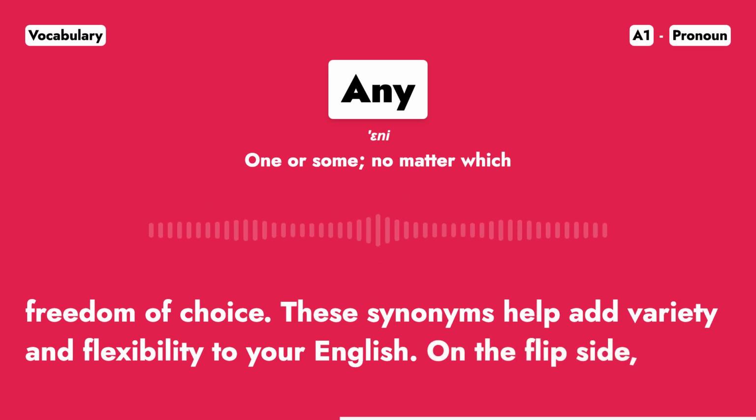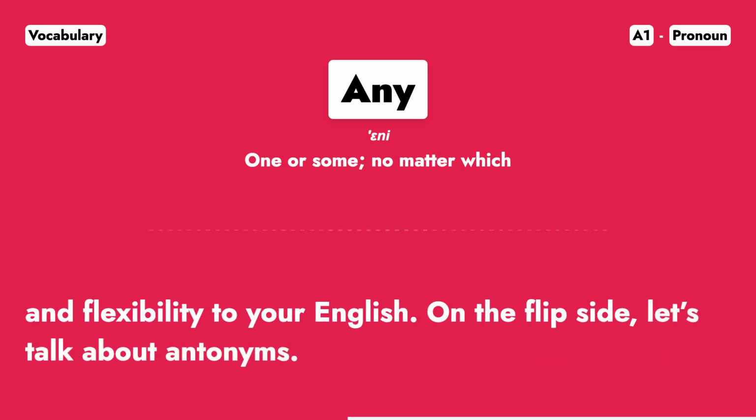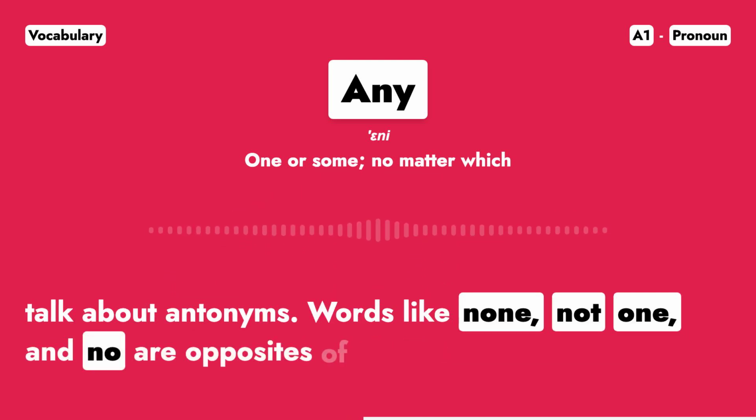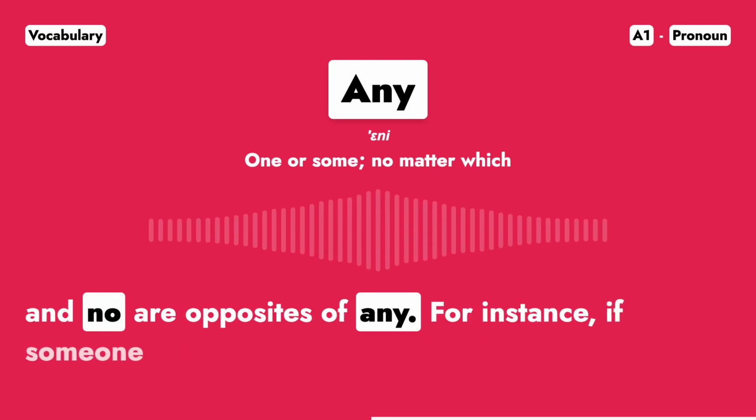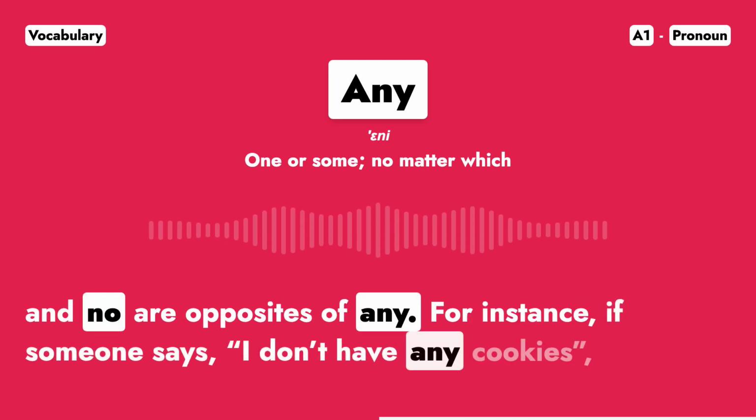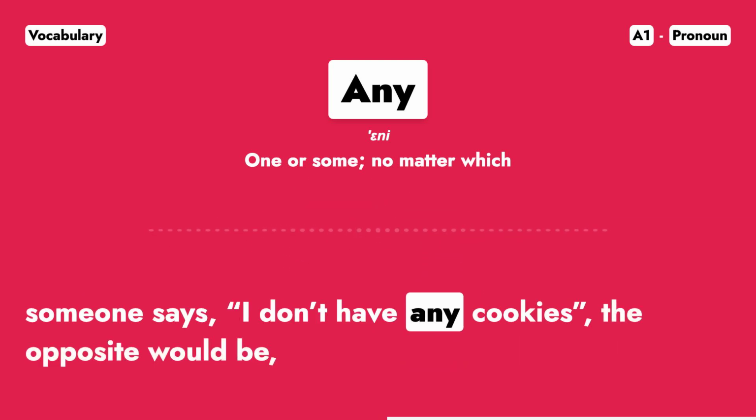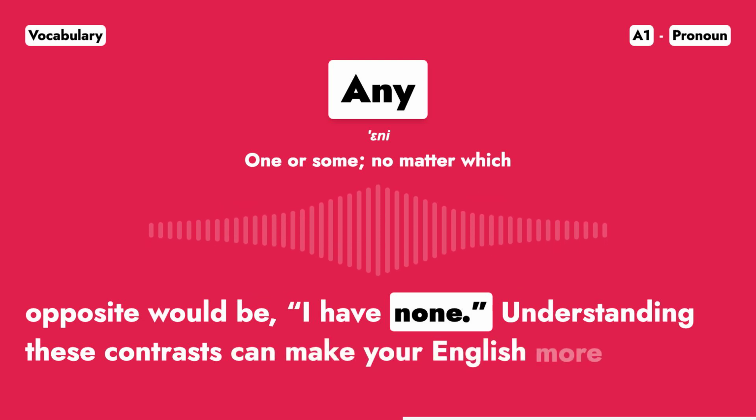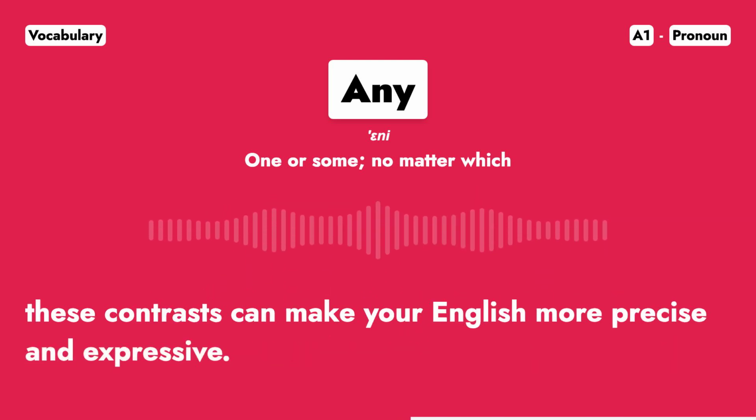On the flip side, let's talk about antonyms. Words like none, not one, and no are opposites of any. For instance, if someone says, "I don't have any cookies," the opposite would be, "I have none." Understanding these contrasts can make your English more precise and expressive.